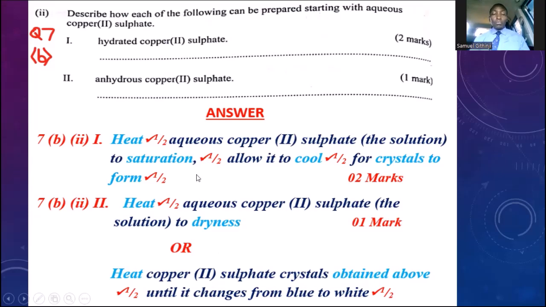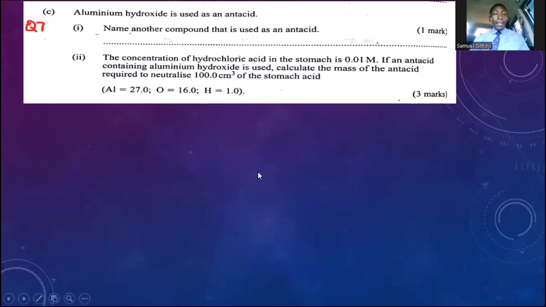In case you want to continue from part 1, because already in part 1 you had prepared hydrated copper 2 sulfate using aqueous copper 2 sulfate, then what you need to do is heat the crystals obtained in part 1 above to dryness, or until the blue crystals change to white. As simple as that, my student. Wow, we are heading to the end of the paper.